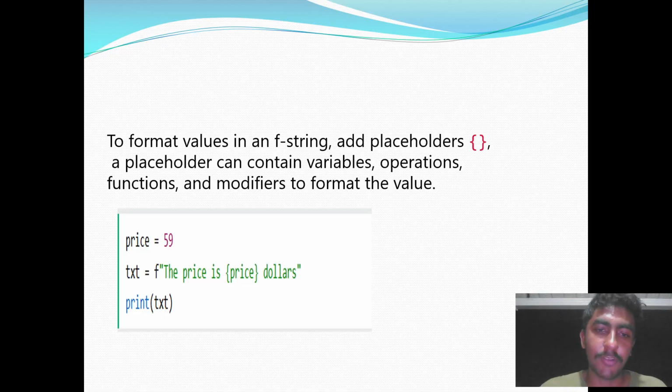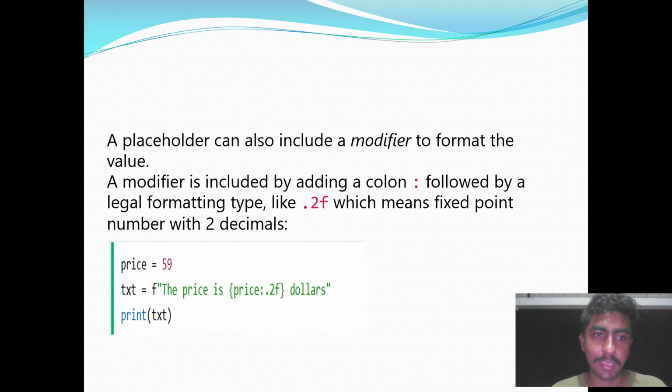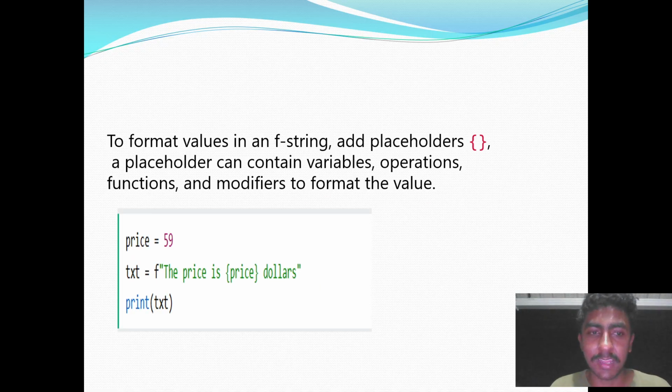Placeholders can also perform calculations, like a equal to 10 and b equal to 20. Print the sum is a plus b. The sum is 30. Notice something interesting, we didn't create another variable. We just performed the addition inside the placeholder. This makes the code shorter and more readable.